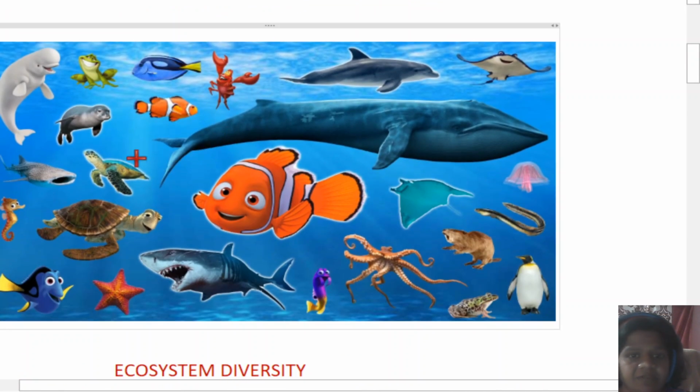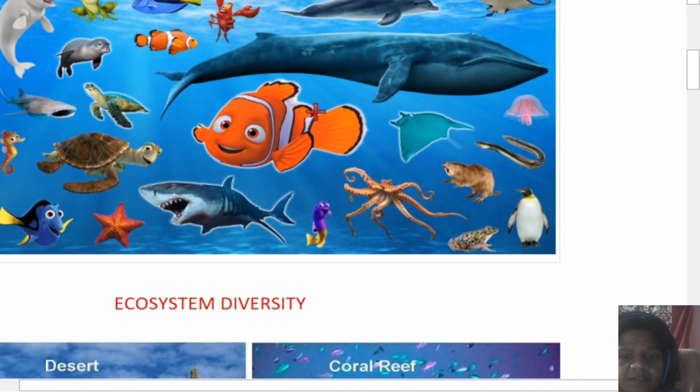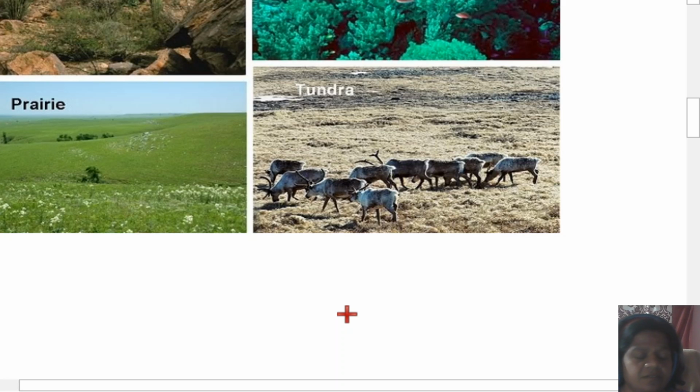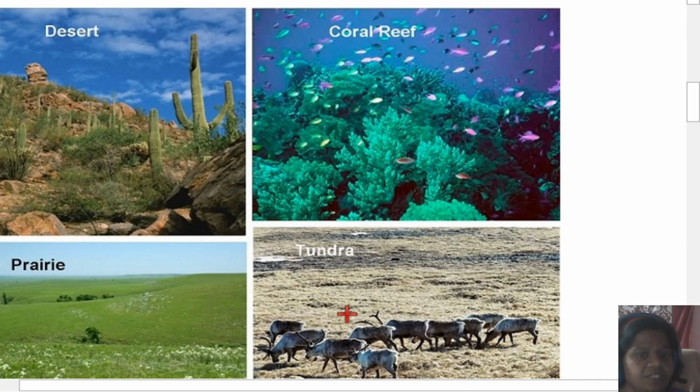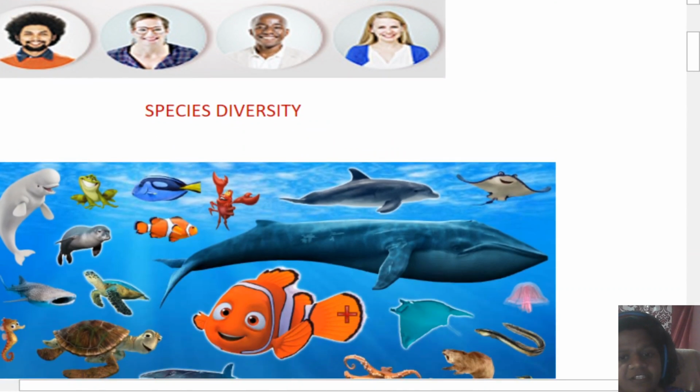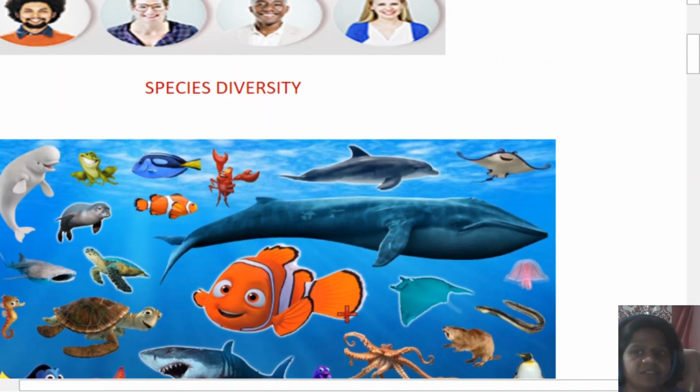At the species level, if you look at the water, you can see there are mammals, fish, reptiles, and non-chordates also. At the ecosystem level, there are coral reefs, deserts, prairies, grasslands, the tundras. These are the three different levels of diversity: genetic, species, and ecosystem.